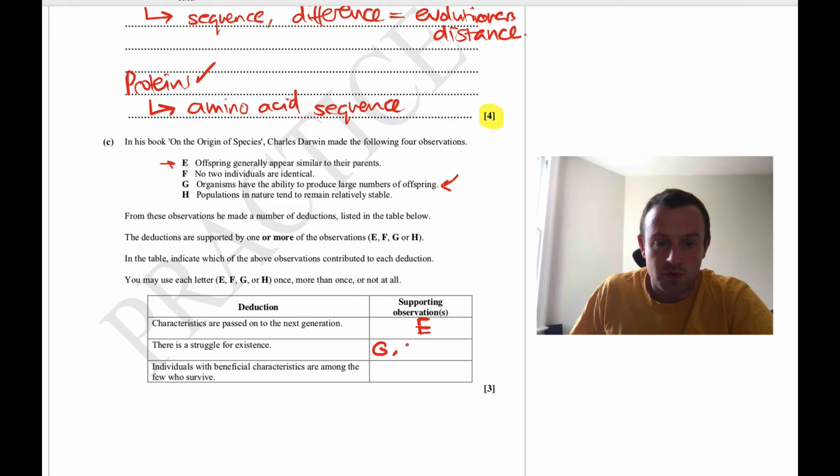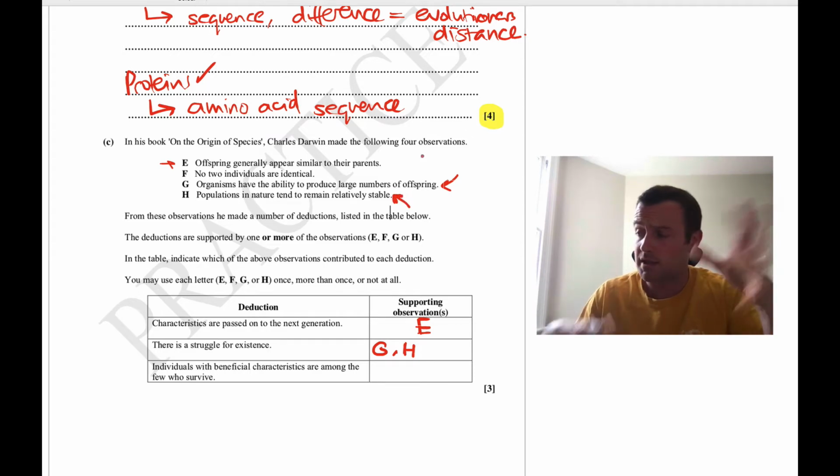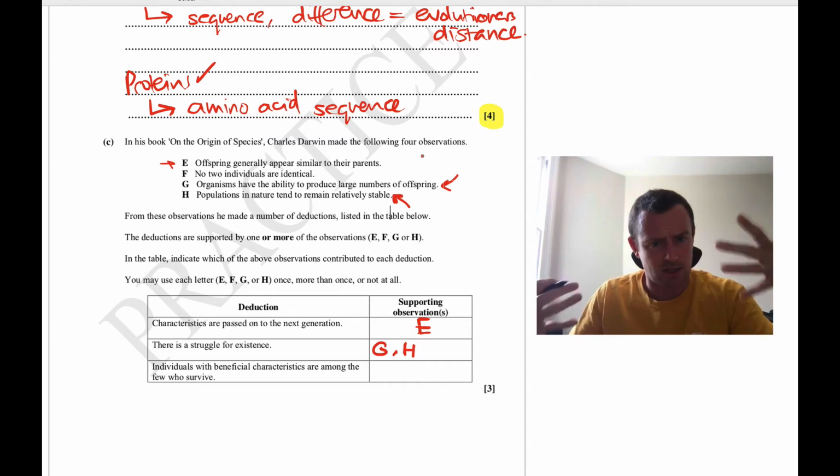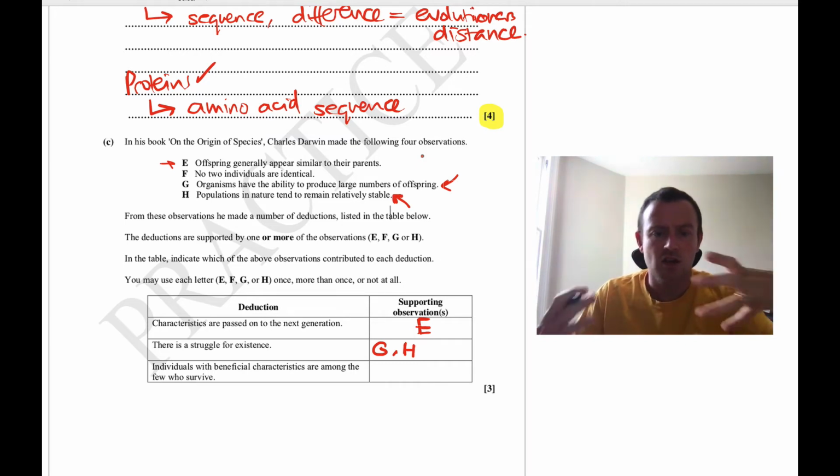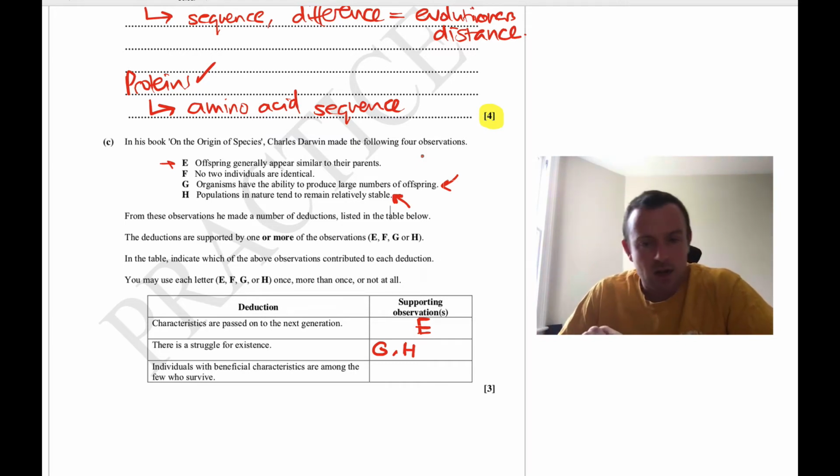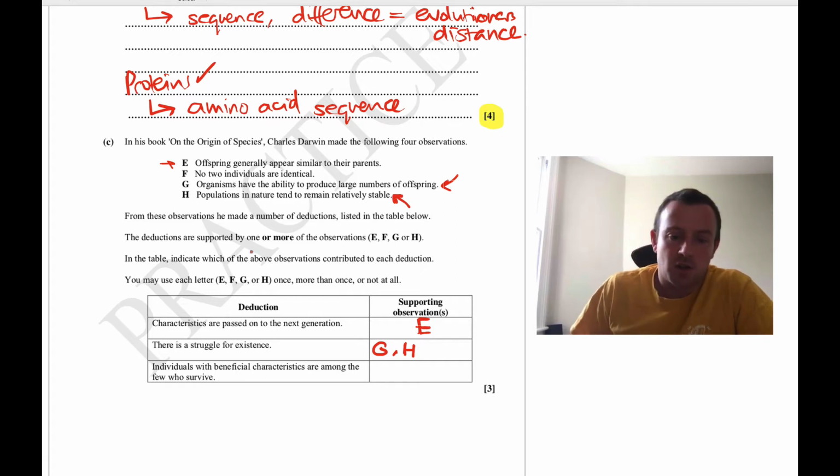And it's also going to be H. Populations in nature tend to be relatively stable, because if you're producing a large number of offspring, but then the population isn't growing, that must mean there's a struggle, because some offspring are surviving and some are dying, so there's a struggle for existence. G and H together: struggle for existence. And then the last one, individuals' beneficial characteristics are among the few who survive.